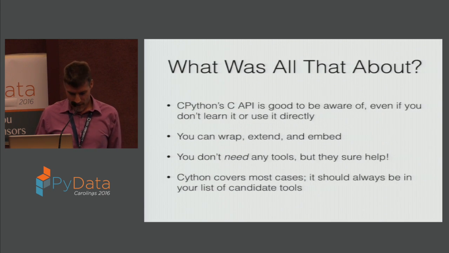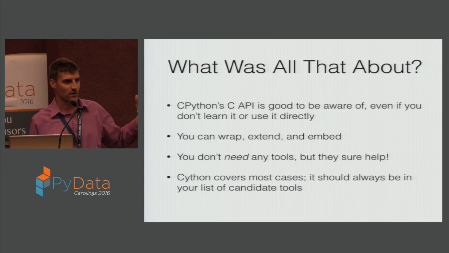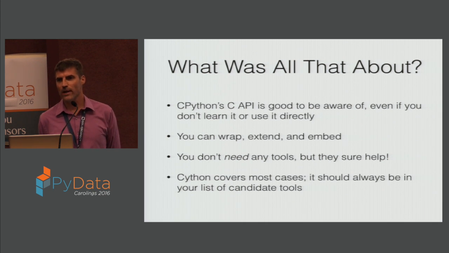So I think we are about out of slides, and that's fine, because I wanted to leave time for Q&A here. So let me go over what I just talked about. CPython has that C API, and even if you don't use it directly or personally, it's good to be aware that it's there and what it's doing for you and how much it can do. So even if you don't use it directly, it's there, and it's your friend.